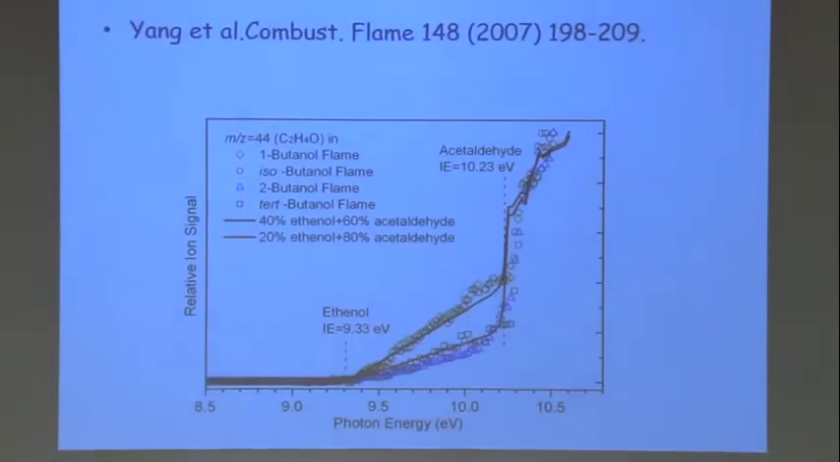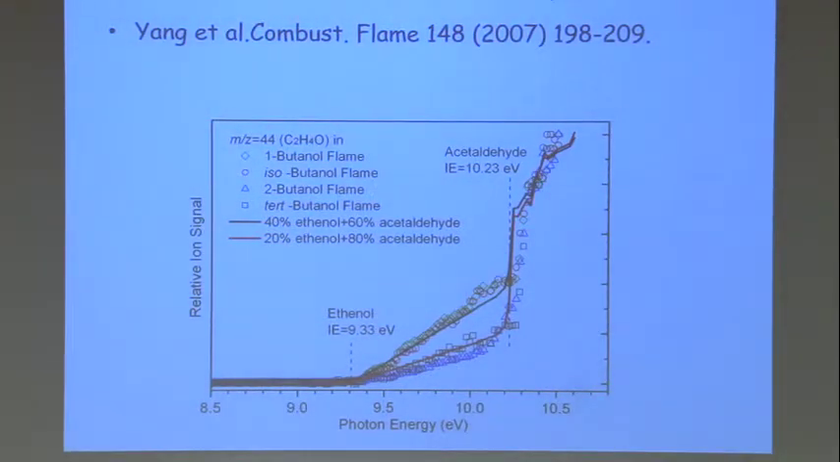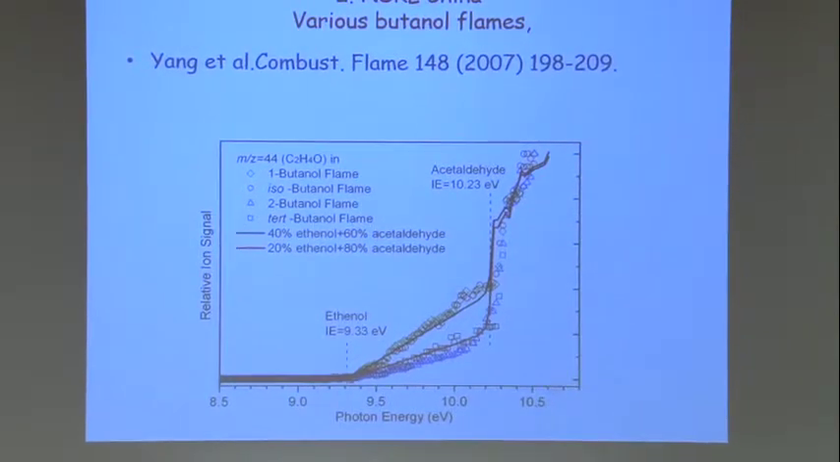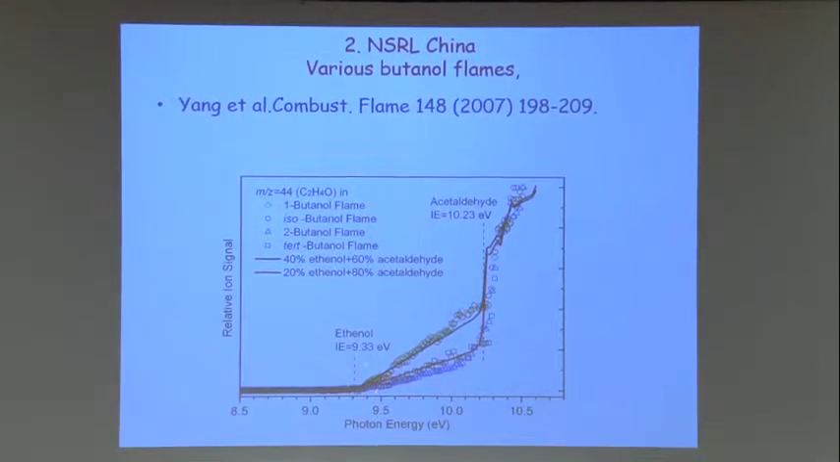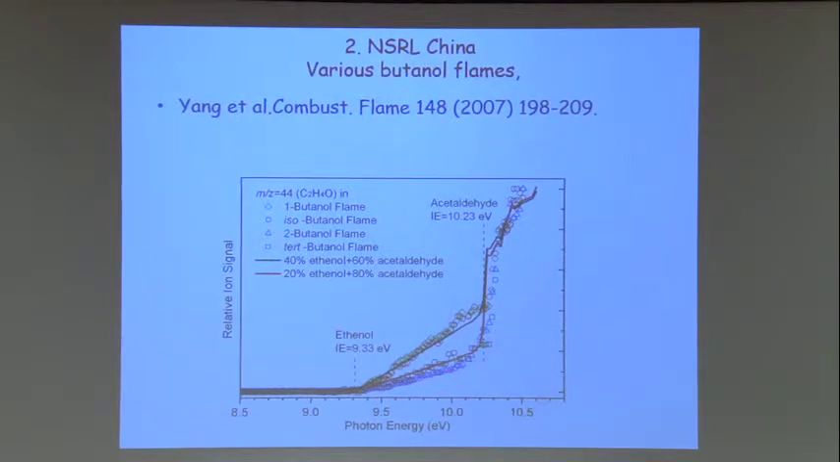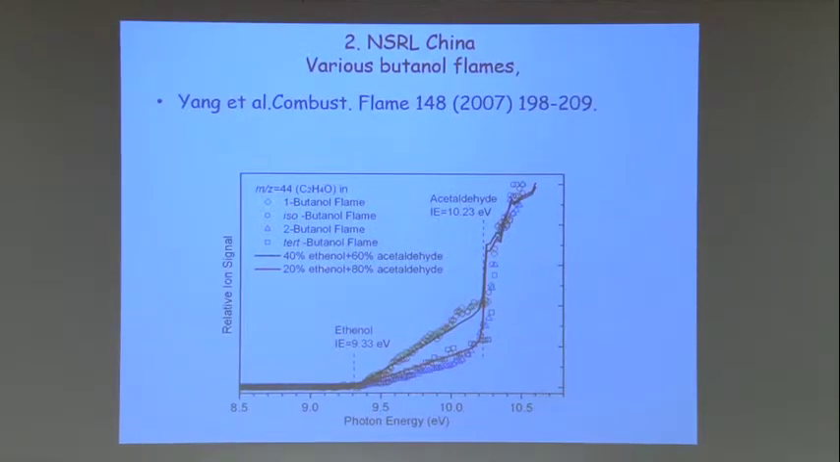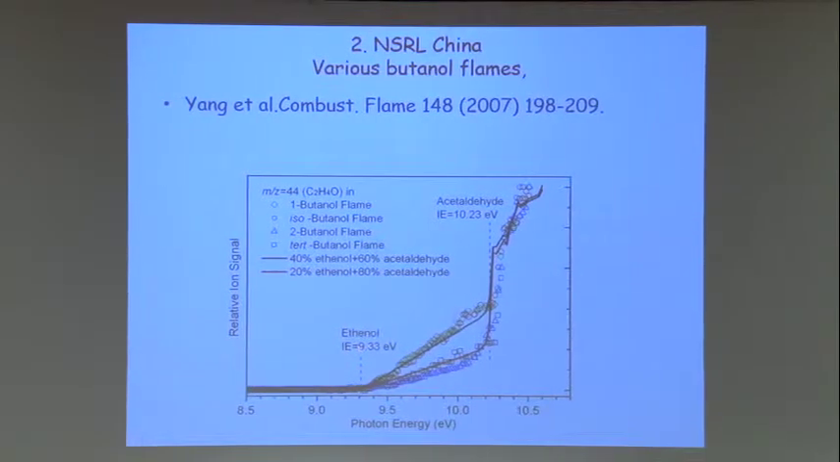And there is a similar system in China at the National Synchrotron Radiation Laboratory. And this is a similar set of experiments there using butanol flames, and again, looking at ethanol and looking at acetaldehyde. And so this is different ratios of ethanol and acetaldehyde, 20% ethanol, 80% acetaldehyde, 40% ethanol, 60% acetaldehyde from different flames. So getting different ratios of products in these different flames.